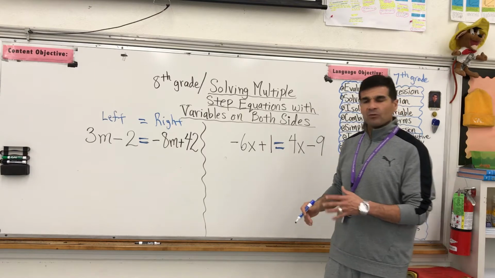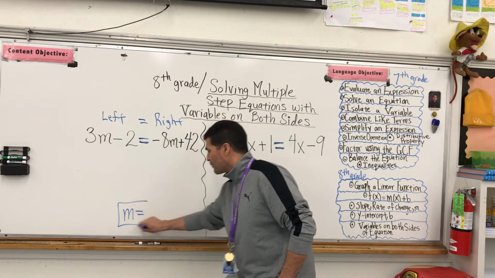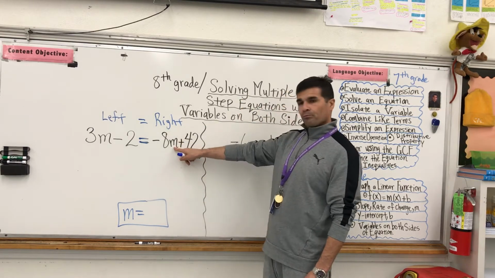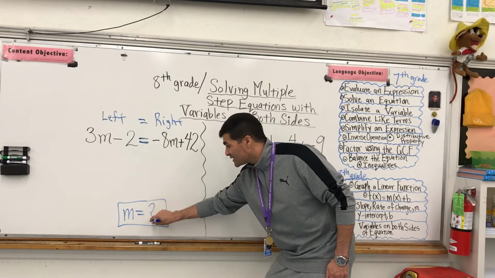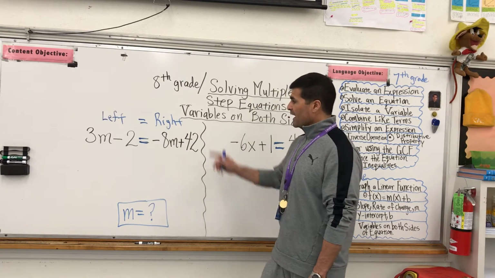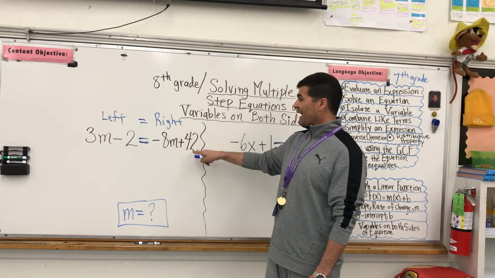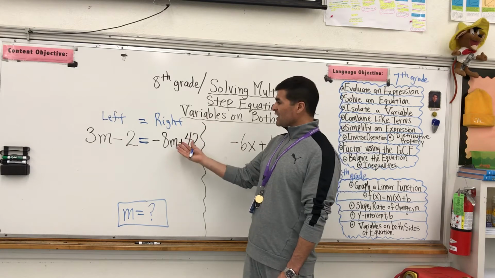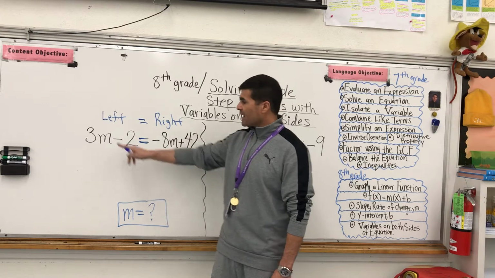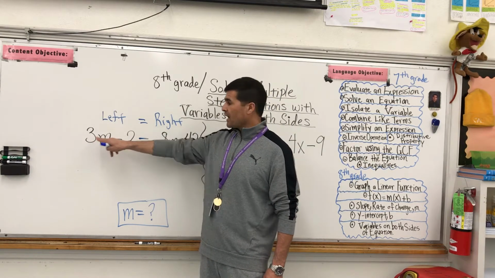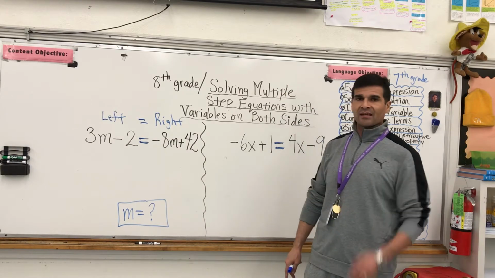Some of you guys are like, what do you mean? What do I have to figure out? You want to figure out m is equal to a number, so that if you substitute m for this number, and you don't know what this number is yet, but you're going to find it. And this number, if you multiply it by -8, and then you add 42, it would give you the exact same answer as if you took this number for m, and you multiplied it by 3, and you took away 2. Now some of you guys are like, wow, I don't know what that number is in my head.